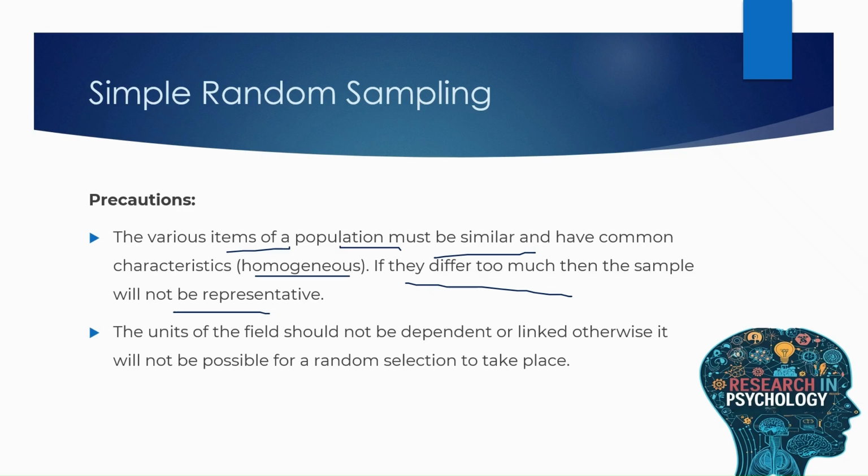If there is too much variability, then the sample will not be as representative as you are expecting for your study. The units of the field should not be dependent or linked, otherwise it will not be possible for a random selection to take place. Which means each and every individual that you are choosing should be independent of each other. It's not like if I am chosen, then my friend will also be chosen automatically. There should not be any such linking. Only then would there be a chance of random selection. So each unit should be independent of each other.